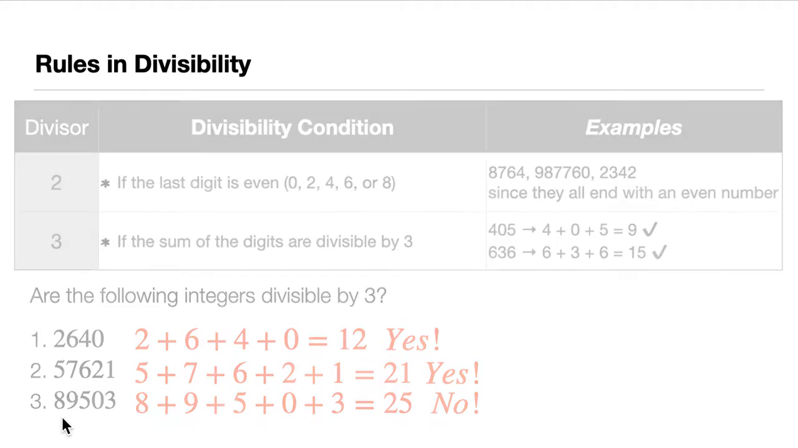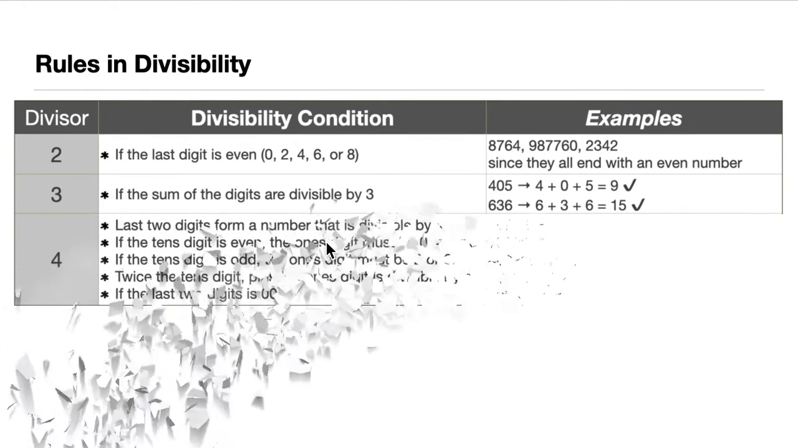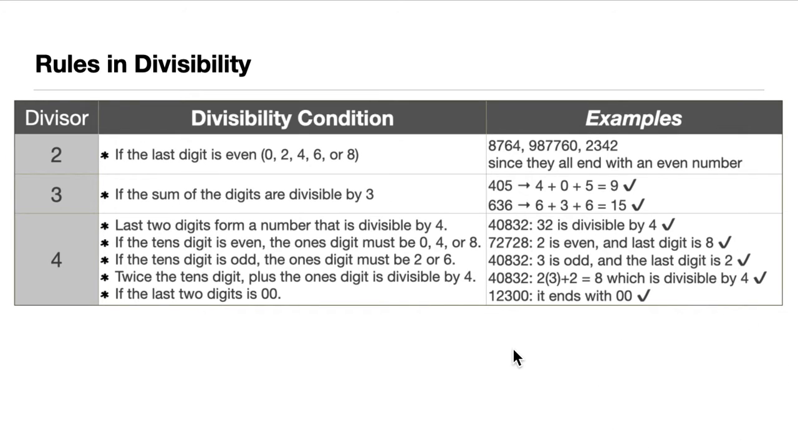Okay, so those are our rules for divisibility by 3. We're going to add to our table there, and we're going to add more: divisibility by 4. Yes, I will go slowly. Actually, all these bullets here are ways of determining if a number is divisible by 4.